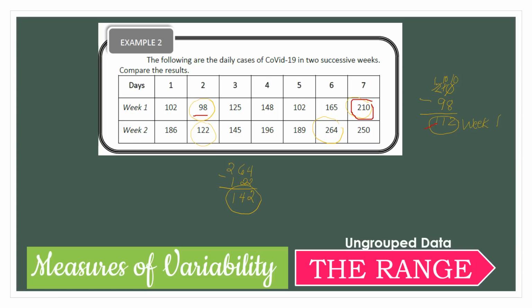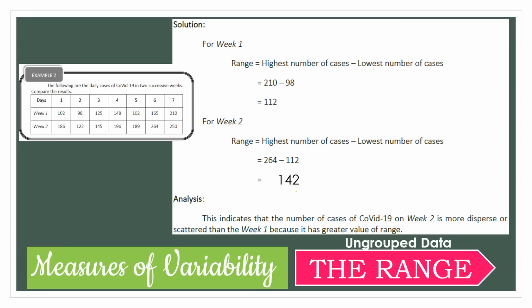That is the range for week 1. How about for week 2? The highest number of cases is 264 and the lowest is 122. When we subtract those two, the result is 142. From that, we can identify which week has a greater dispersion.